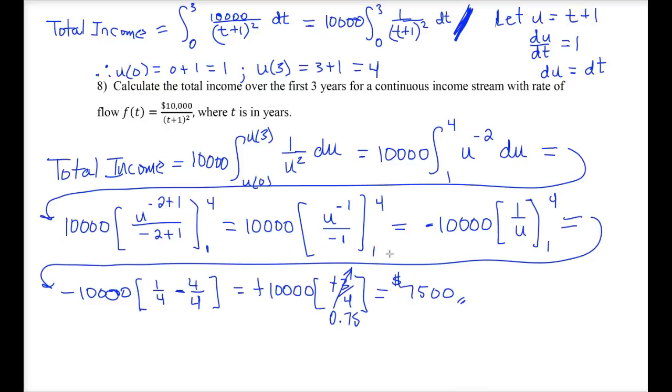And so we're saying that the total income received, based upon the rate of flow that we have here, is going to be $7,500 over the first 3 years of whatever this investment may be. All right, so let's move on to question number 9.